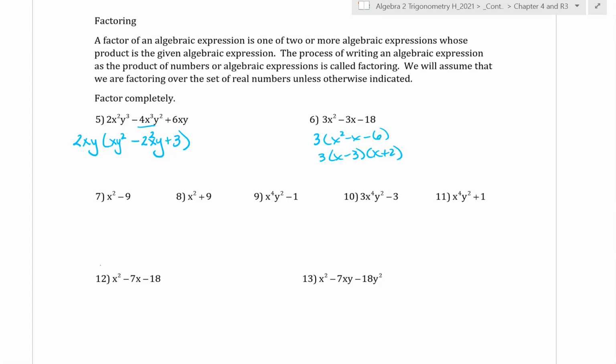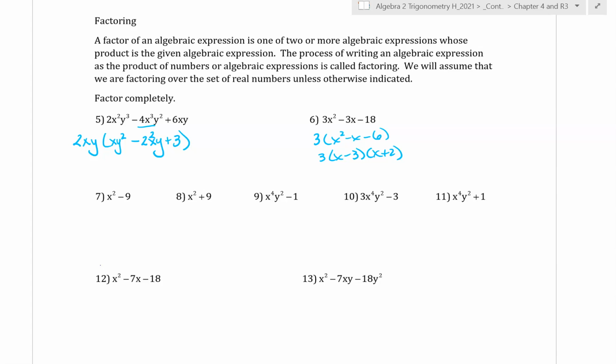When we factor, the golden rule of factoring, we always factor out common terms first. It just makes our work easier. So we factor out a 3 because you can. Every term is divisible by 3. And then you factor x squared minus x minus 6. 3 times 2 is 6, and negative 3 plus 2 is negative 1.